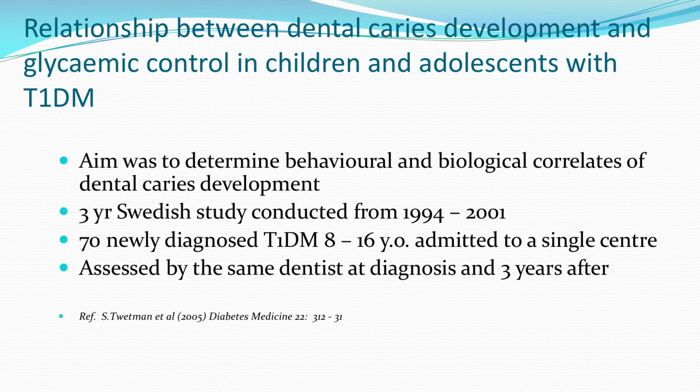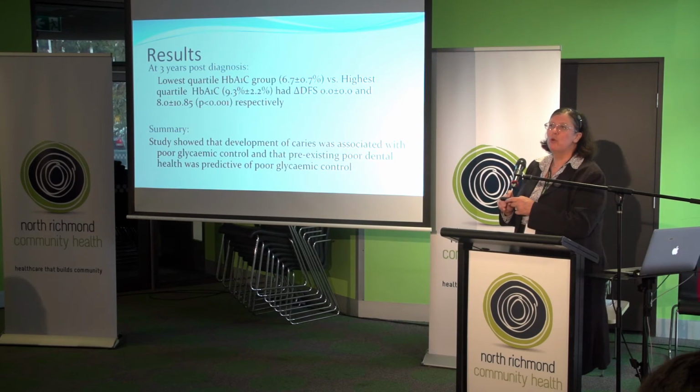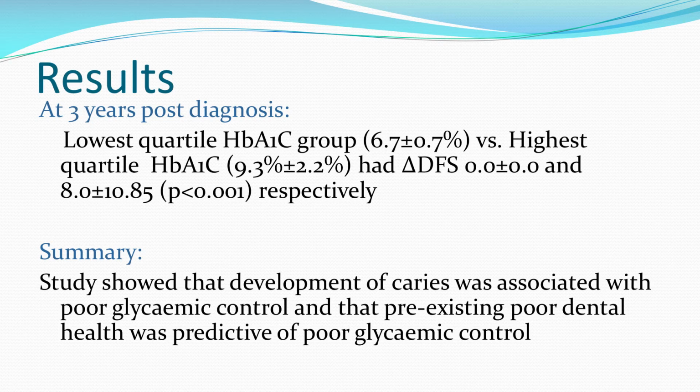Now, the relationship between dental caries development and glycaemic control in children and adolescents. This was a Scandinavian study, and the aim here was to determine behavioural and biological correlates of dental caries development, and essentially this showed the ones with the worst teeth when they presented with diabetes had worse glycaemic control after 3 years, and so that whole self-efficacy goes together.